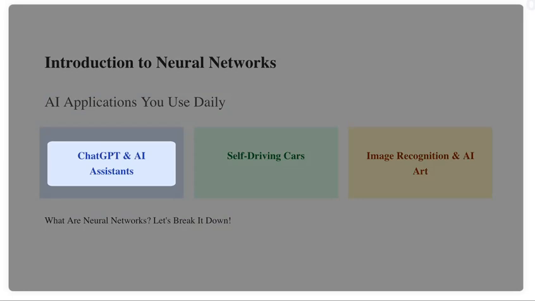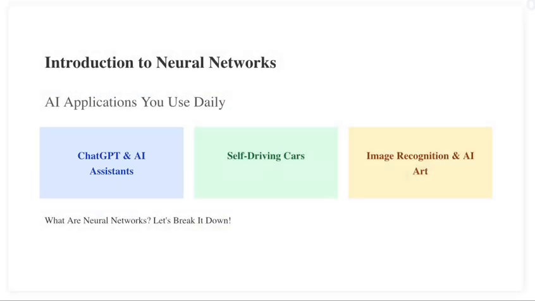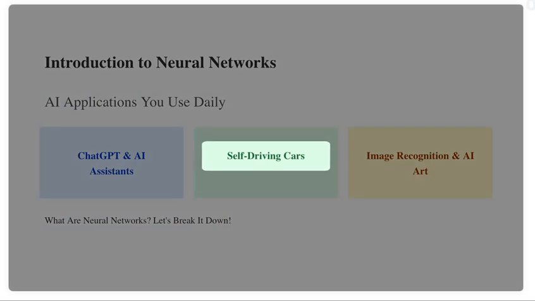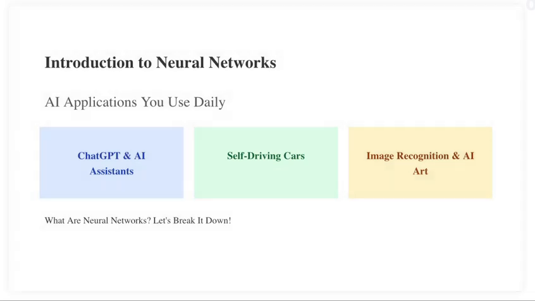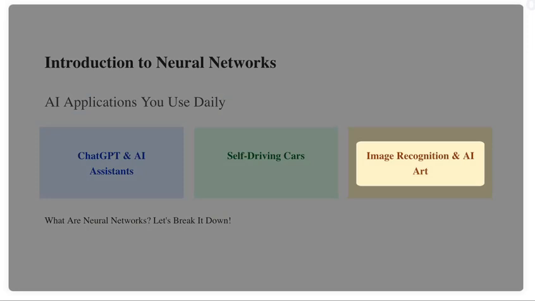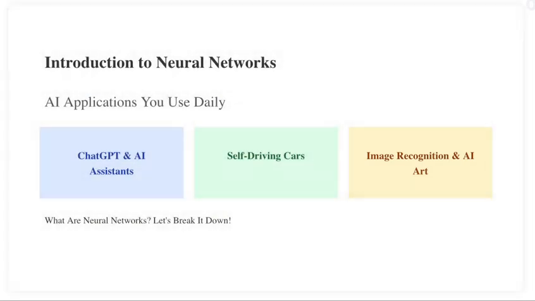Think about ChatGPT or AI assistants like Siri and Alexa. When you ask them a question, they're using neural networks to understand your words and generate helpful responses. Self-driving cars? Those rely on neural networks to recognize pedestrians, traffic signs, and make split-second decisions to keep passengers safe. And image recognition and AI art, from the filters on your photos to those stunning AI-generated images you see online, neural networks are working behind the scenes.